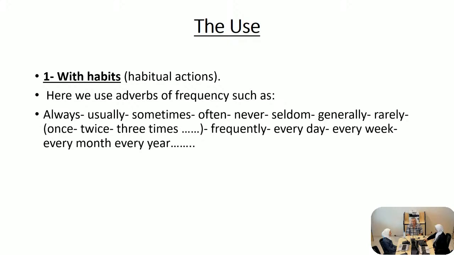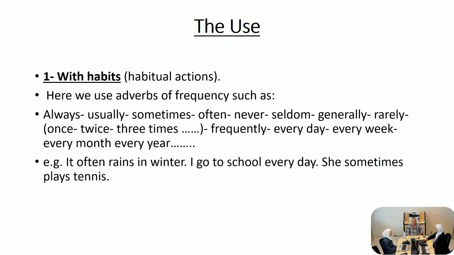The use of the simple present tense. First, it's used with habits, which are habitual actions. Here we use adverbs of frequency, such as always, usually, sometimes, often, never, seldom, generally, rarely, once, twice, 3 times a week, a year, a month, it doesn't matter, frequently, every day, every week, every month, every year. Example, it often rains in winter. I go to school every day. She sometimes plays tennis.